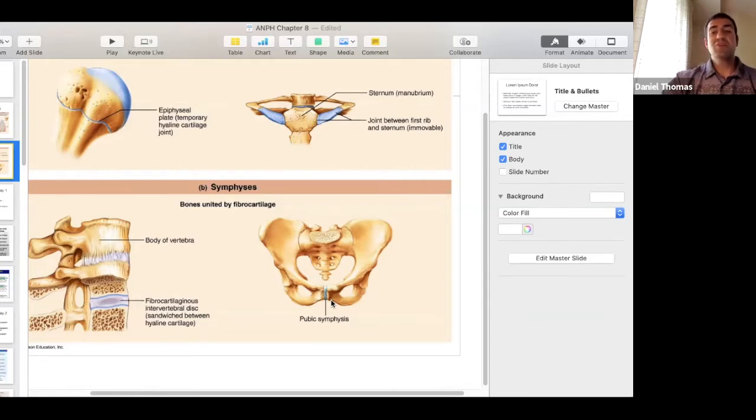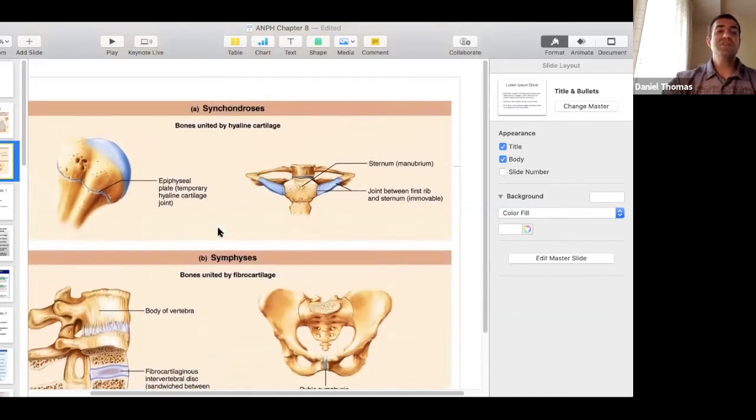The other example is what's called the pubic symphysis. And this is actually between the two hip bones. It does have a little bit of give to it, because during childbirth, this pubic symphysis may need to expand slightly to accommodate the delivery of the baby.